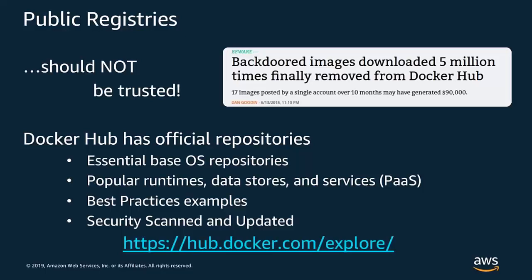and use trusted registries. Now, there is an exception to the public registries rule, and that's that Docker Hub has official repositories, which are what they consider essential base operating system repositories and software repositories that contain popular runtimes, data stores, and other services that you may use. These container images are curated and maintained by Docker Hub themselves and are also security scanned and updated by Docker. You can see more of these on the Docker Hub website below.